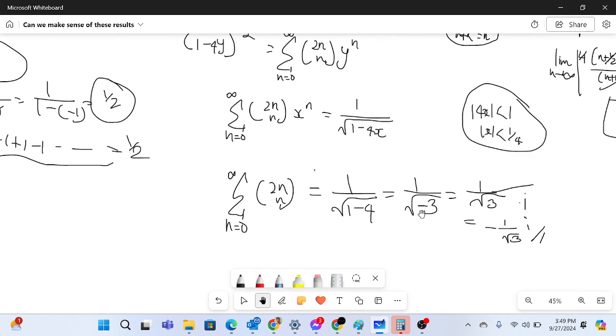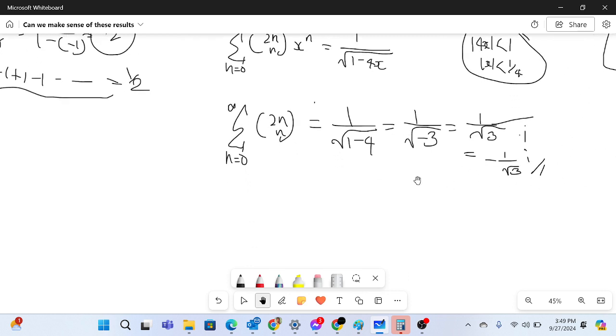Though I clearly know that we cannot substitute x as 1 because it is out of the bound, but yeah, if we do, we get this answer. And who knows, this might make some sense, but it's for some mathematicians, I don't know.